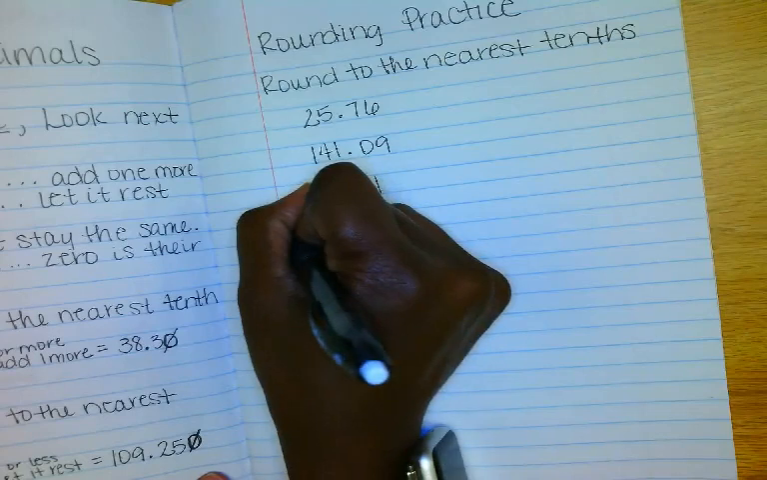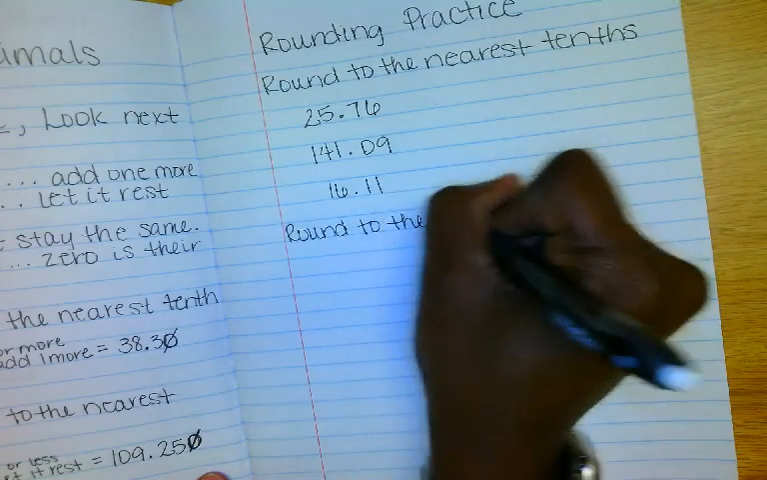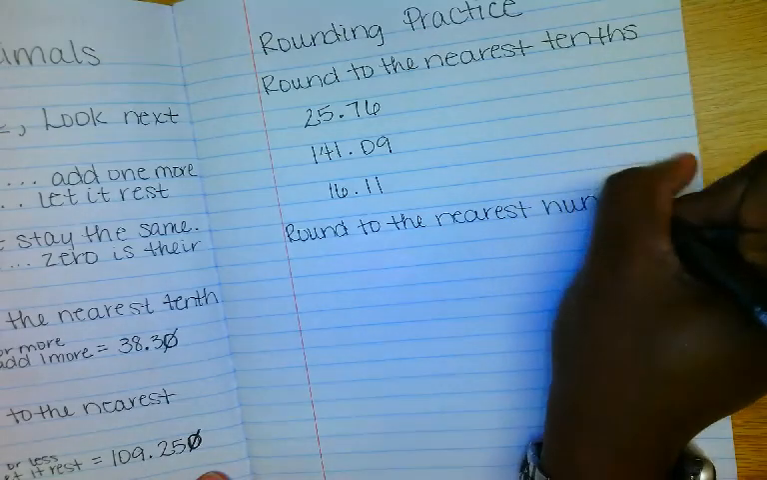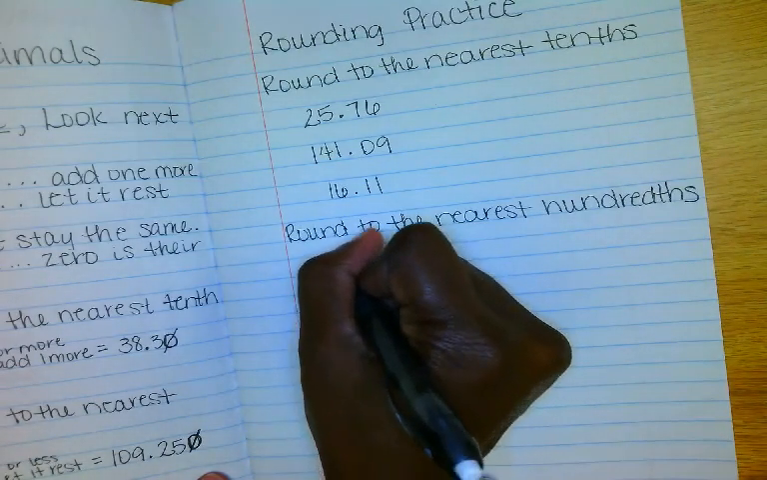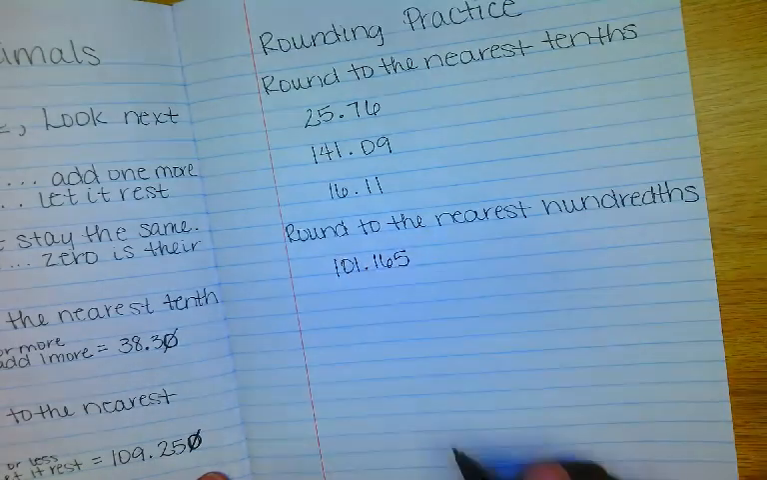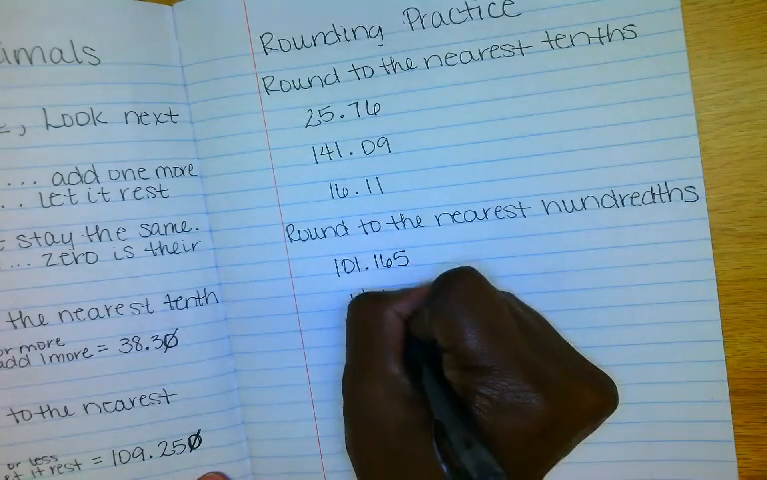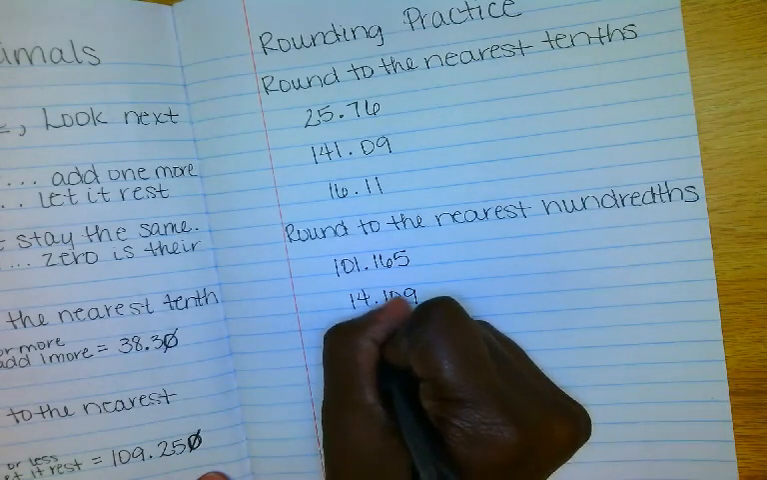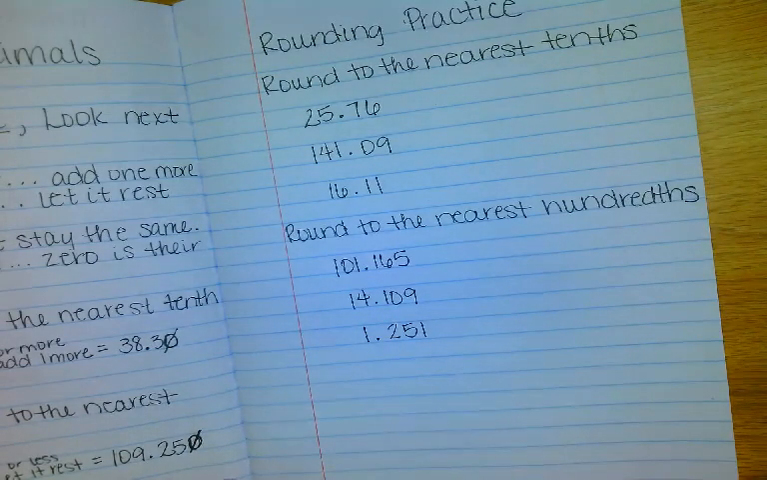I also want you to round to the nearest hundred. $101 and 165 thousandths. 14 and 109 thousandths. And 1 and 251 thousandths.